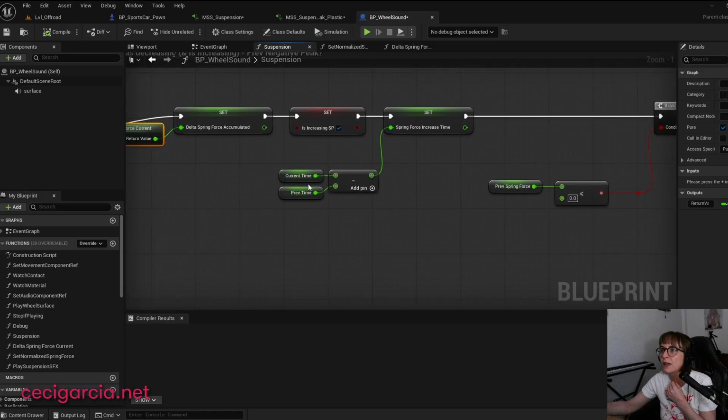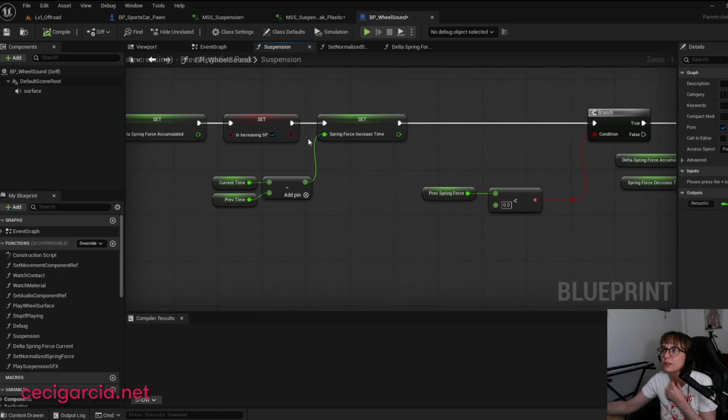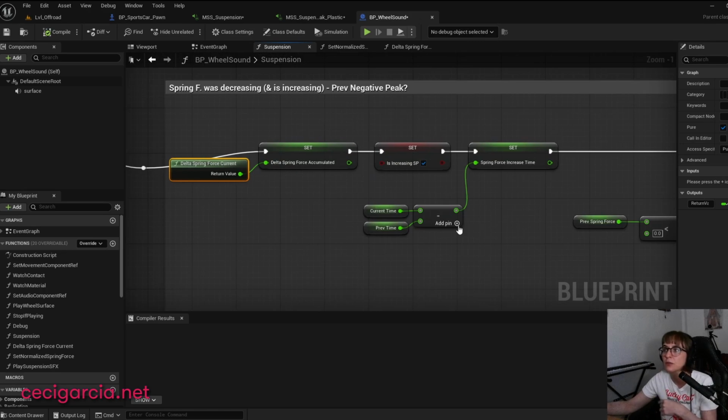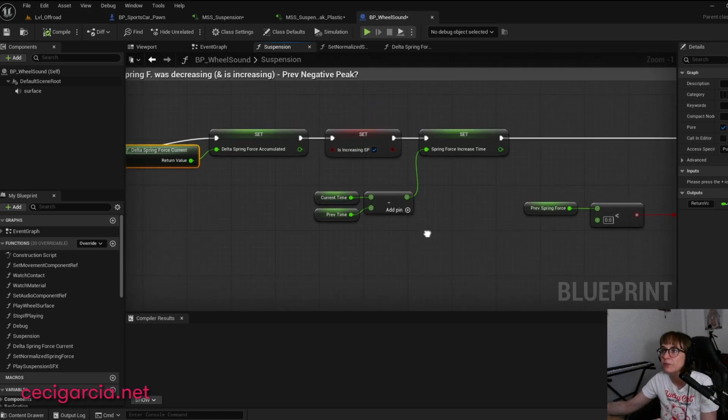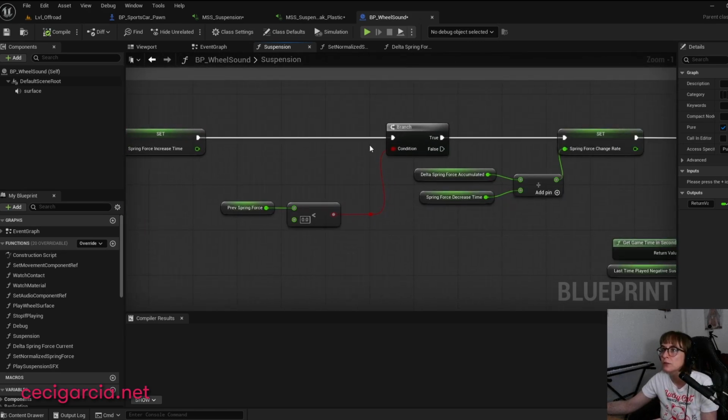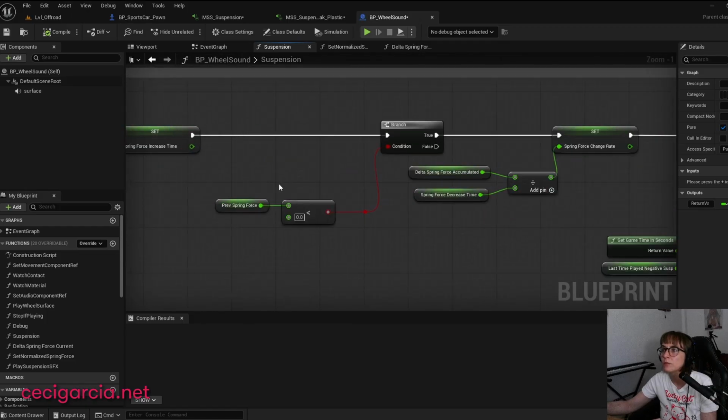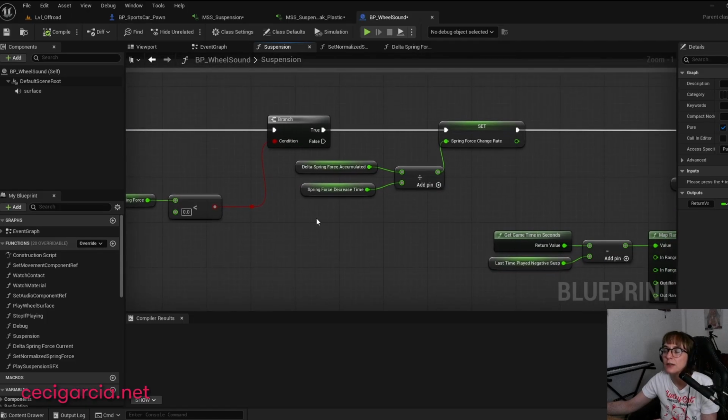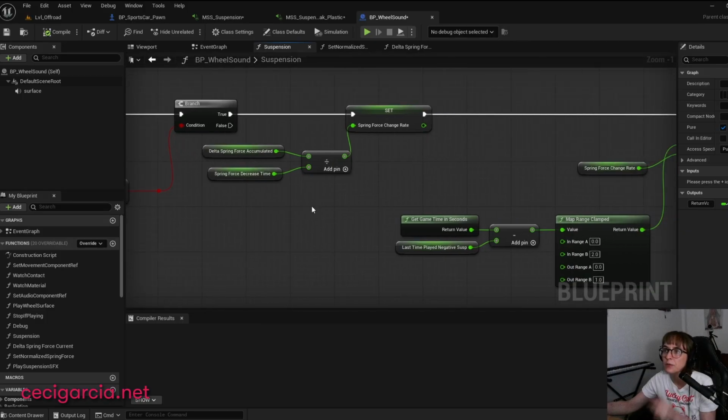Well, I also set the time. Also, it resets because it's a change after a peak. So I check if the previous spring force was negative. I consider it a negative peak, the previous one.